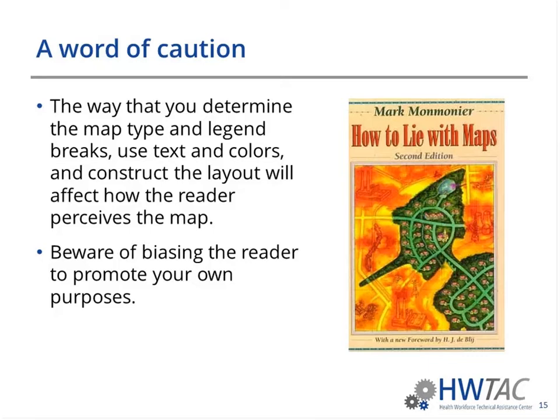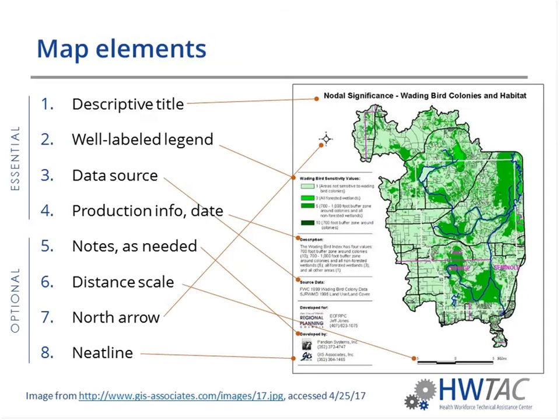Okay. Maps have common elements. Some are essential. I consider some to be optional. So on a map, you need a descriptive title. People need to know what you're showing them. You want a well-labeled legend, so when people look at the different colors or the different symbols, they know what they're looking at, and it's easy to figure out. You need your data source.